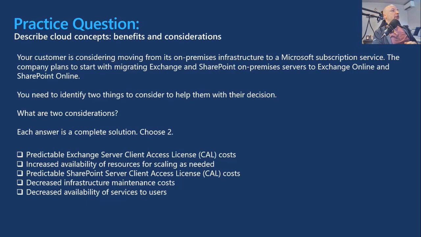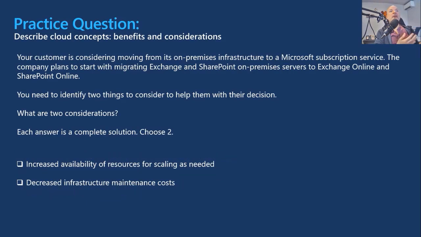Answer, what are 2 considerations? Each answer is a complete solution. Choose 2. Predictable Exchange Server Client Access Licenses, increased availability of resources and scaling. Predictable SharePoint Server Client Access Licenses, decreased infrastructure maintenance costs, decreased availability of services. For those of you that have not taken an exam before, this is an example of a multiple choice with 2 answers. You'll notice there's a square instead of a circle. That means you can choose all that apply.